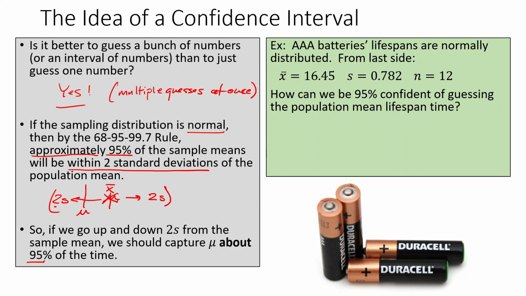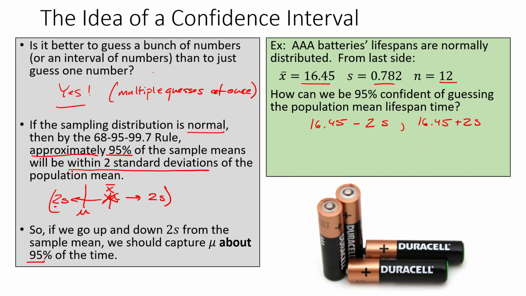All right, so here's an example. We have normally distributed data. From the last slide, we got that the mean was this, the standard deviation was this. We were using a sample size of 12. How can we be 95% confident of guessing the population mean lifespan? Well, we would make a confidence interval and we would go up and down 2 standard deviations. So we'd have 16.45 minus 2 times whatever we're using for our standard deviation. And then we would go up to 16.45 plus 2 times whatever we use for our standard deviation.